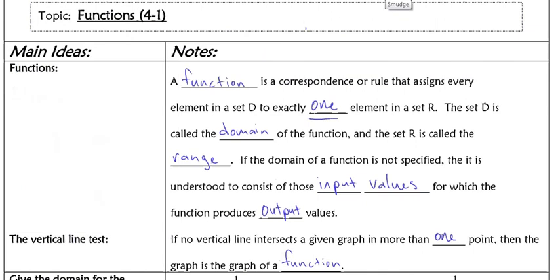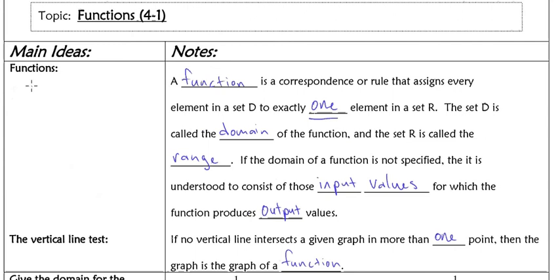All right, so a bit of technical language to go through here, and that is going to be a function. A function is a correspondence or rule that assigns every element of set D to exactly one element of set R. And you've probably seen that in your past math classes.